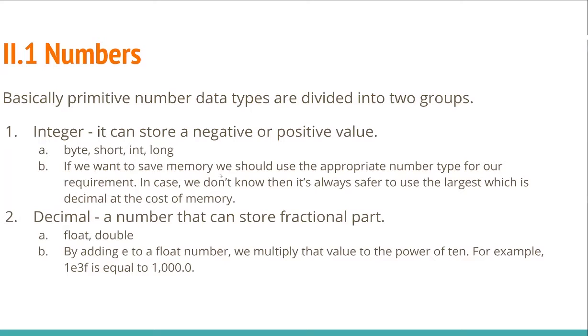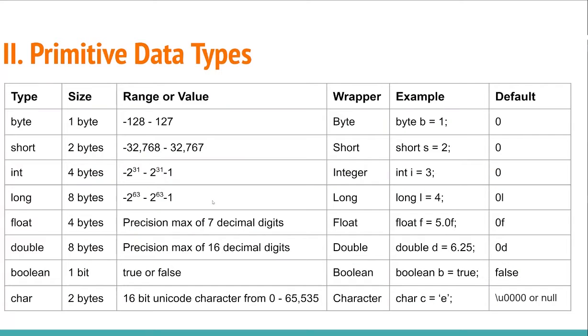If we want to save memory, we should use the appropriate number type for our requirement. In case we don't know, then it's always safer to use the largest, at the cost of memory. For example, if your variable will just contain the numbers from 1 to 10, then, needless to say, we can use byte. We can use long, but if you look at the size, every variable declaration will consume 8 bytes versus the 1 byte that we have for the byte data type.